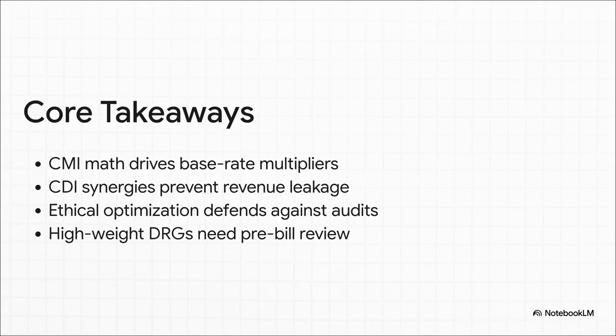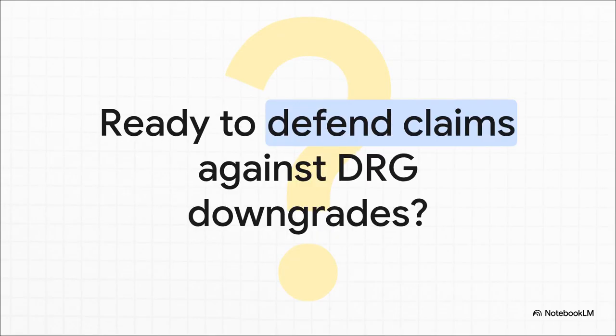And finally, those high-weight DRG pairs like sepsis or heart failure, they require rigorous pre-bill review buffers to protect against devastating clawbacks. Because let me tell you, if you don't secure your revenue integrity up front, the payers certainly aren't going to do it for you.